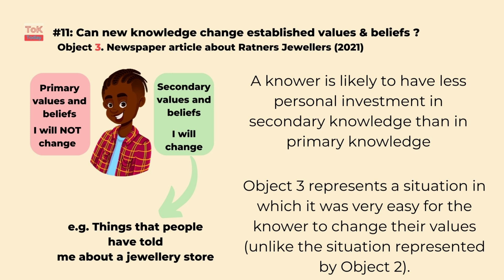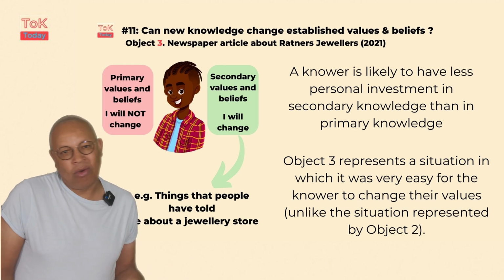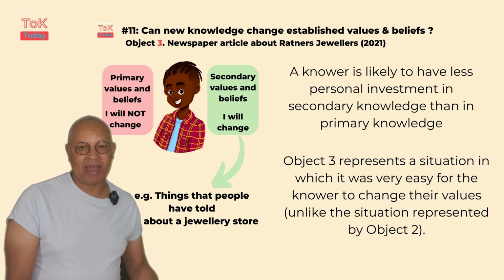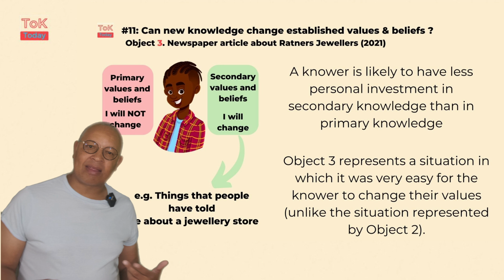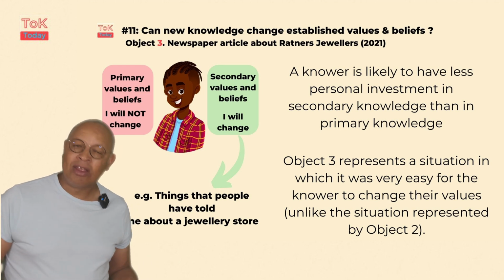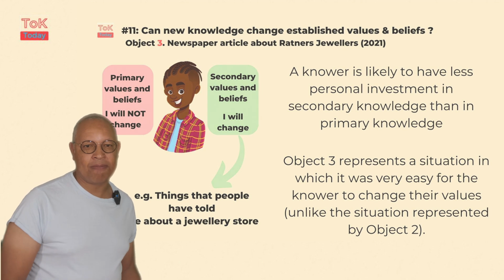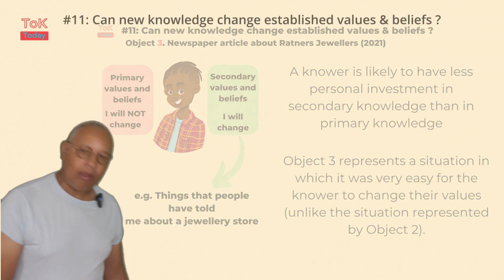Object 3 demonstrates that new knowledge that Gerald Ratner didn't value his own products changed the values that knowers held about Ratner's jewellers, because those values were formed through secondary knowledge and/or were unrelated to the knower's identity. As such, Object 3 represents a situation in which it was very easy for the knower to change their values, unlike the situation represented by Object 2.